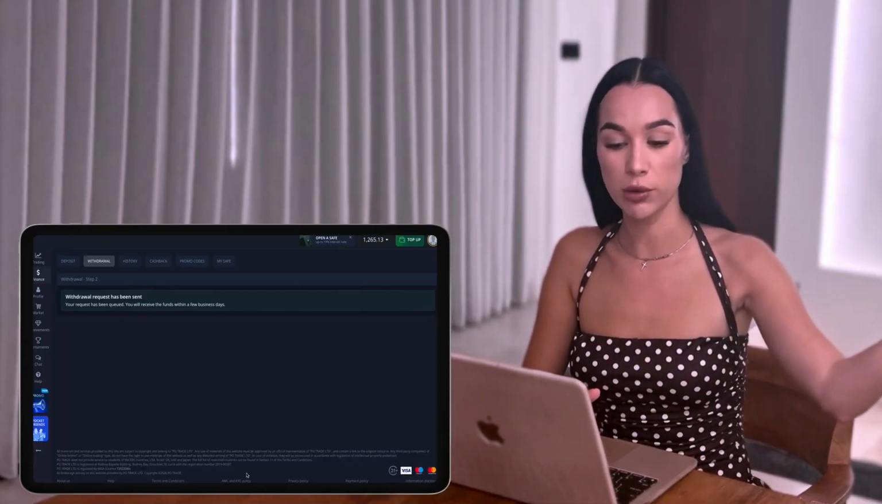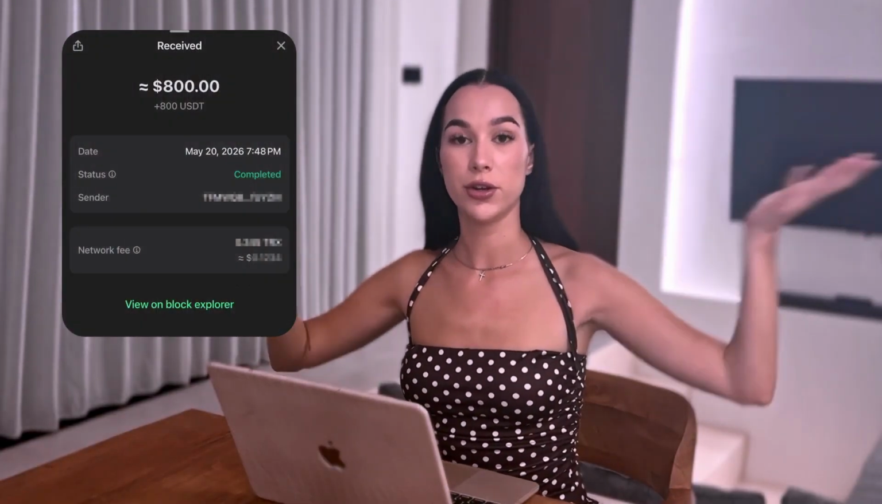So here it is, the withdrawal request has been sent. It's not sending any code to my email right now because I did a withdrawal recently and already received the code, so that's why. Somewhere here you're gonna see the screenshots of whether I got this withdrawal or not.